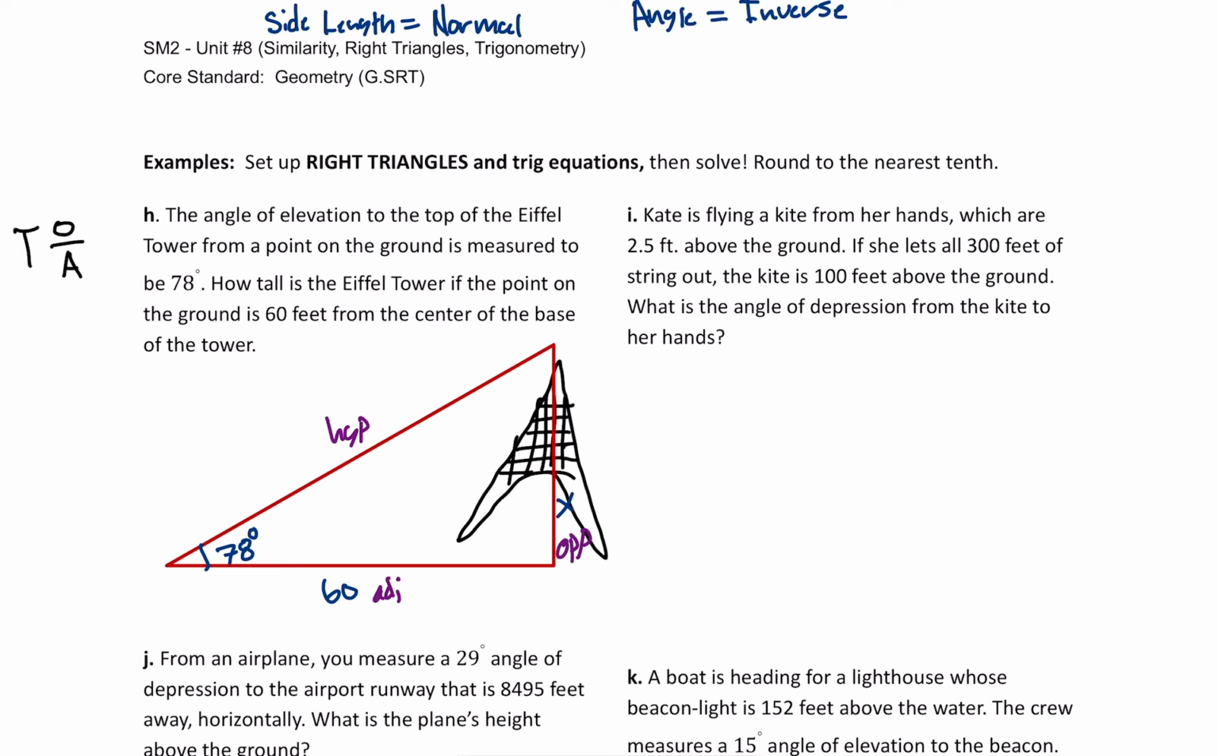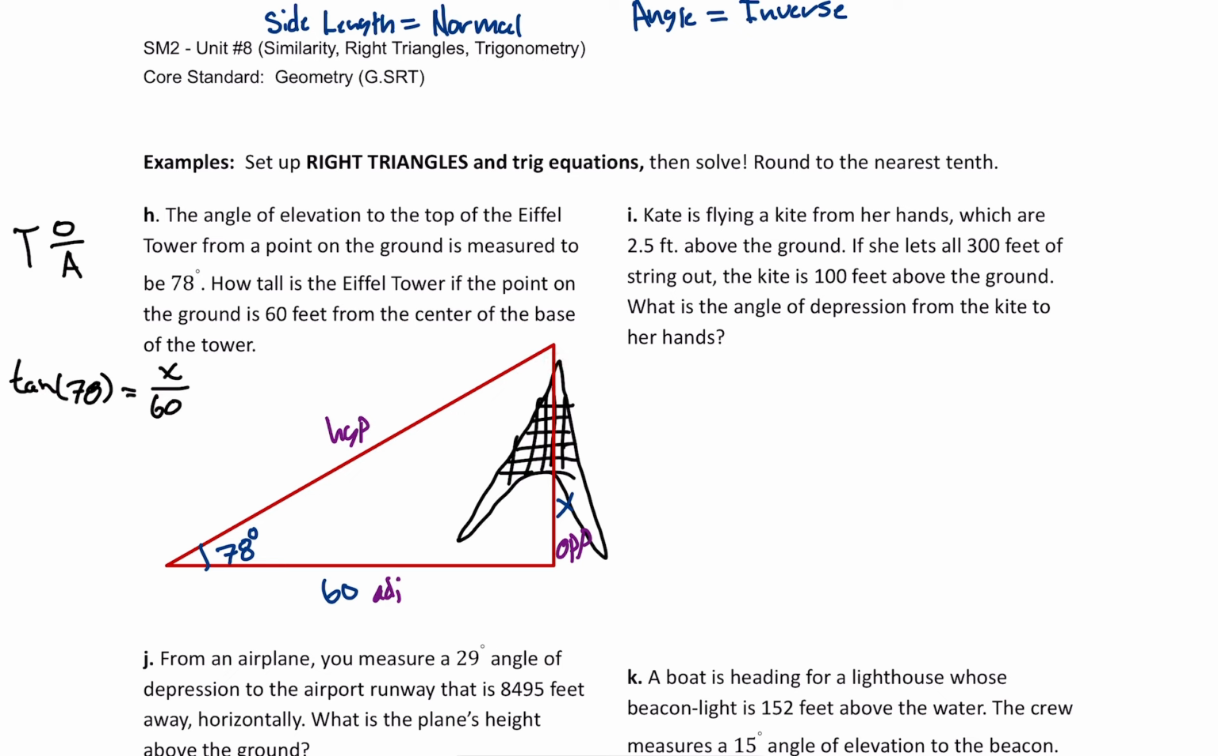Okay? And now step 4, set up our trig equation. We start with tangent because that's the function we identified. The tangent of our angle, 78 degrees, is going to be equal to our ratio, opposite over adjacent. So it's going to be equal to x over 60. Okay, now are we solving for side length or an angle? Well, we're solving for this triangle side length right here. So we're going to use a normal trig function.